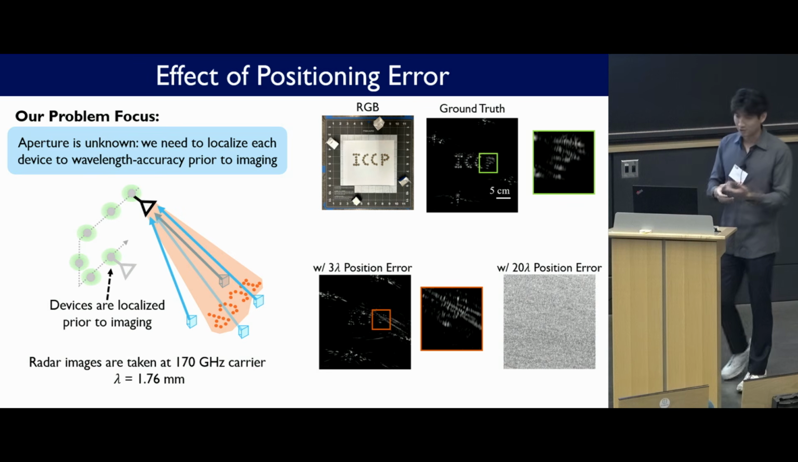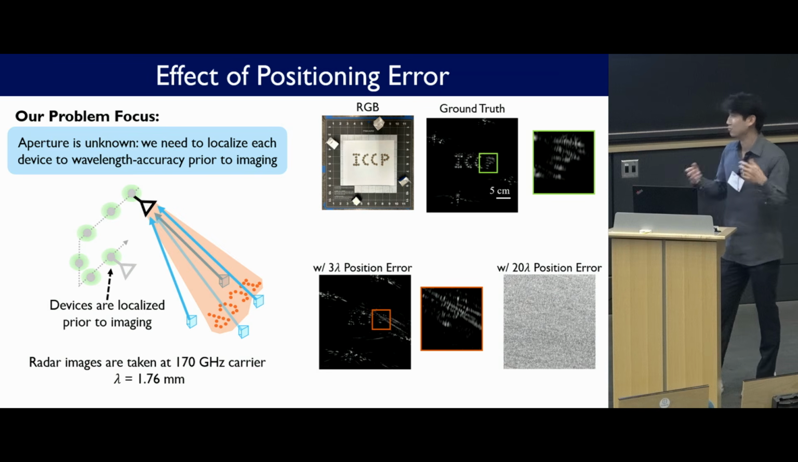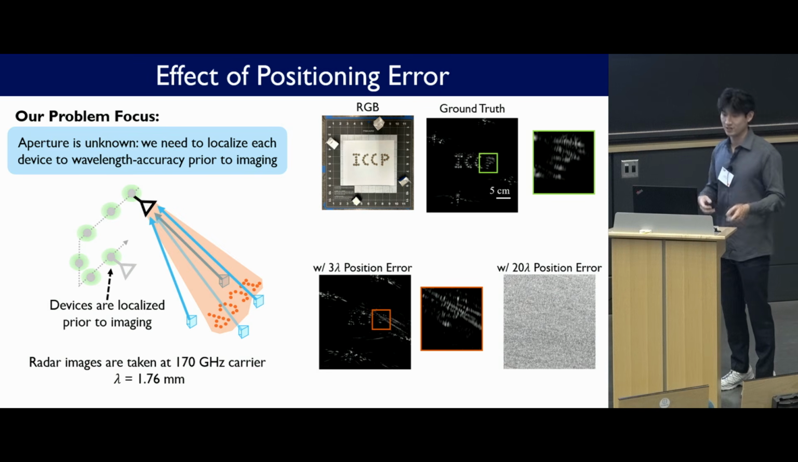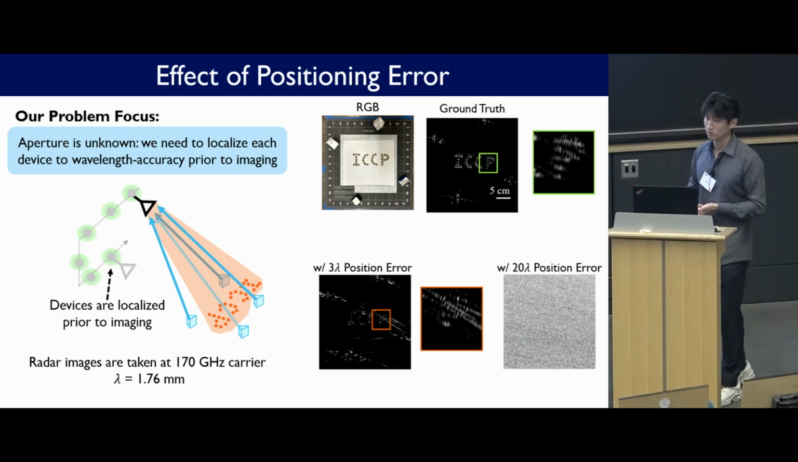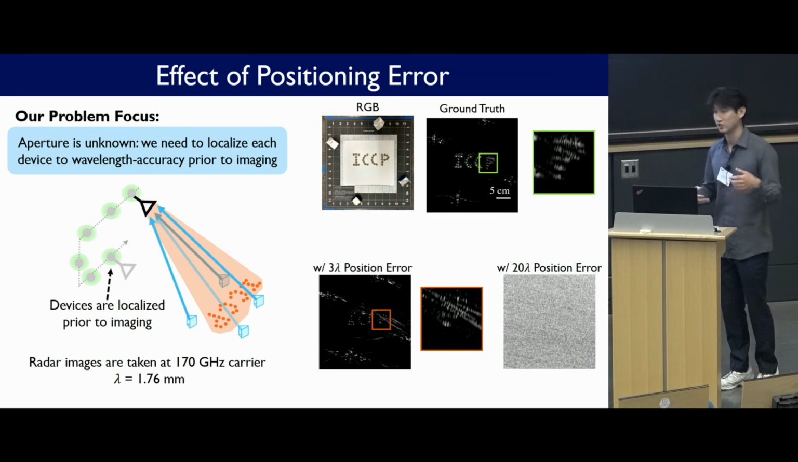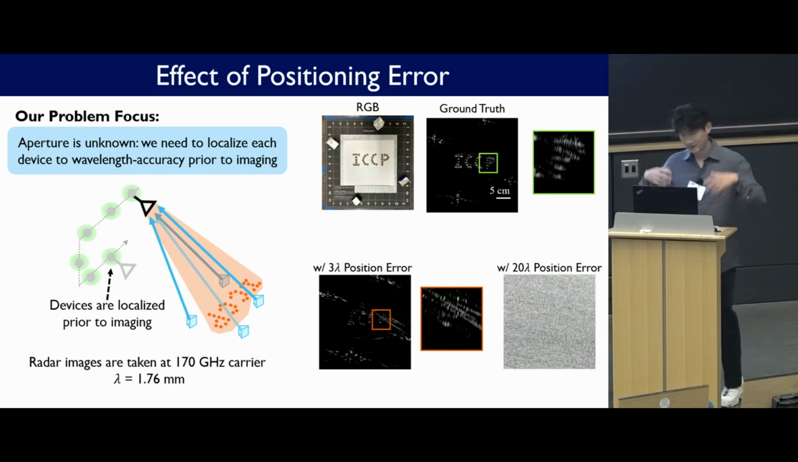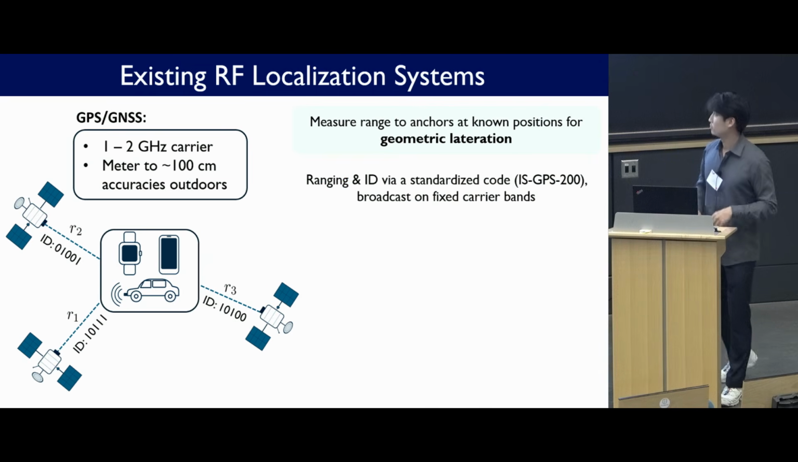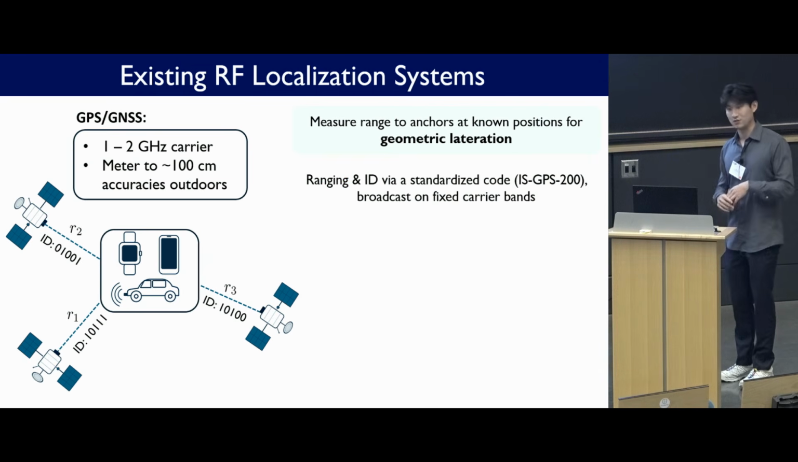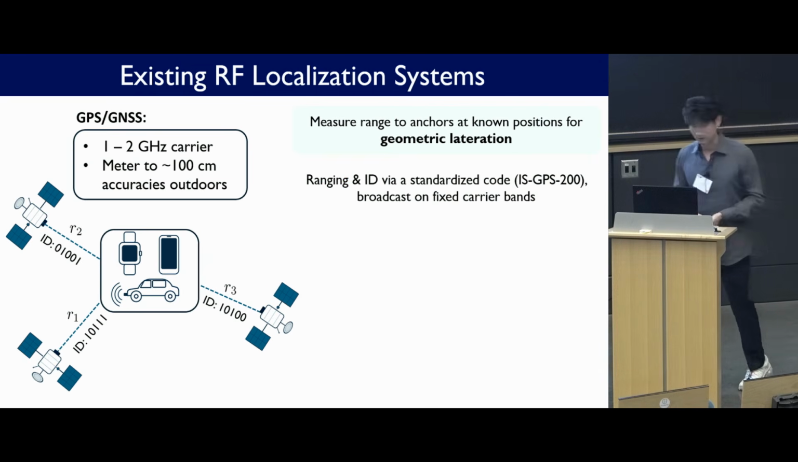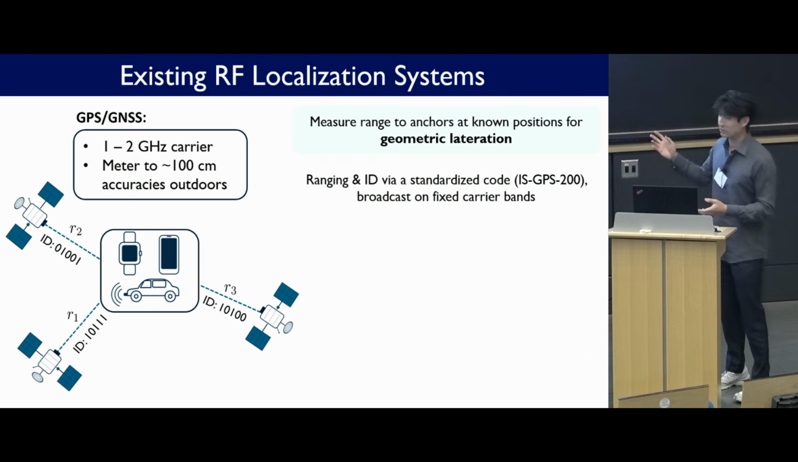And so the conclusion here is we need lambda-order positioning. At this carrier, it'd be millimeter-order localization accuracy before we can actually cohere an aperture to do any sort of important imaging. And so what positioning systems actually exist today, and can they get us there? We're all familiar with GPS, or at least we're all using GPS every single day. And so I want to cover the basic premise, which we may all be familiar with.